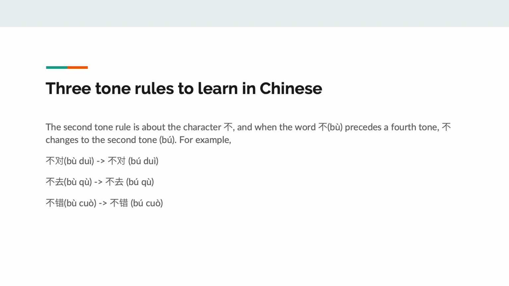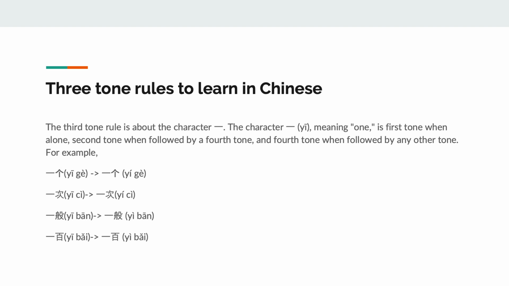Let's look at the last tone rule. The third tone rule is about the character 一. The character 一, meaning one, is the first tone when alone, second tone when followed by a fourth tone, and fourth tone when followed by any other tone.